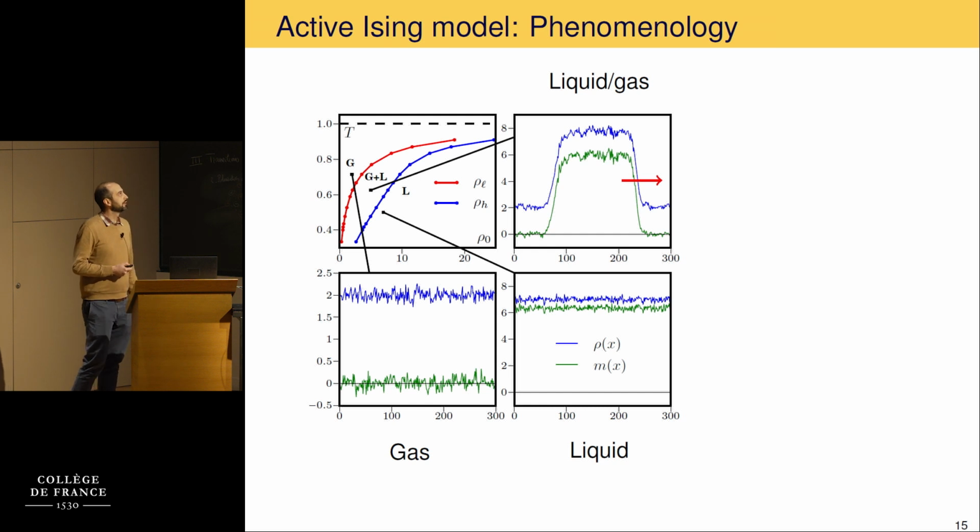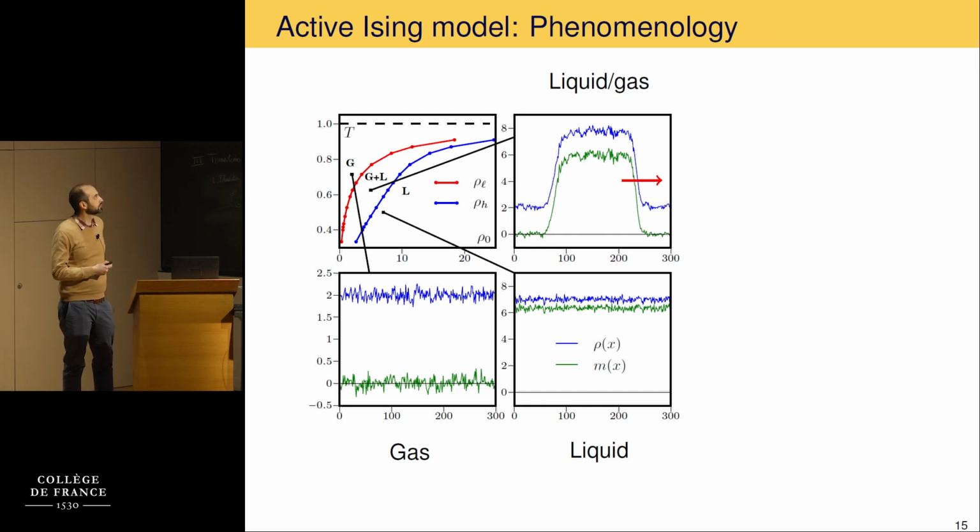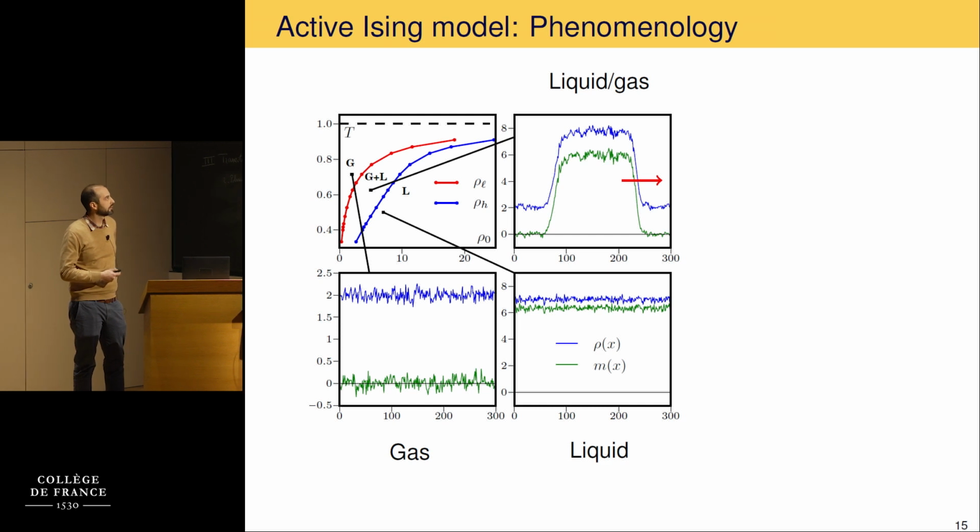So that's what we see in this model. Here I show the phase diagram as a function of temperature and the density. And at high temperature, you get a disordered gas. Here I show the profiles averaged along the vertical direction. So the density is in blue and the magnetization in green. It fluctuates around 0, it's disordered. At low temperature or high density, I see a homogeneous liquid and now here the magnetization is positive. And in between, we see a phase separation between a disordered gas and an ordered liquid. So this liquid phase is moving inside the gas.